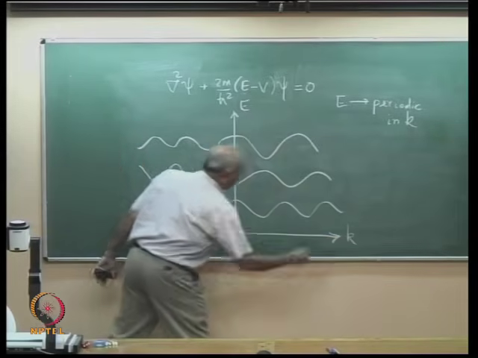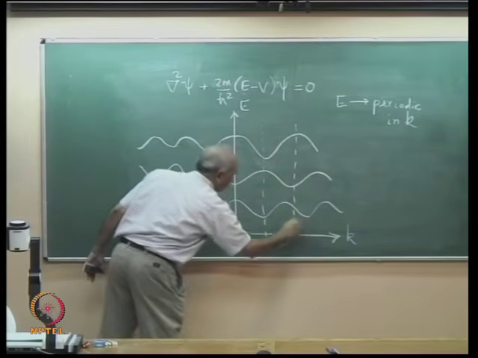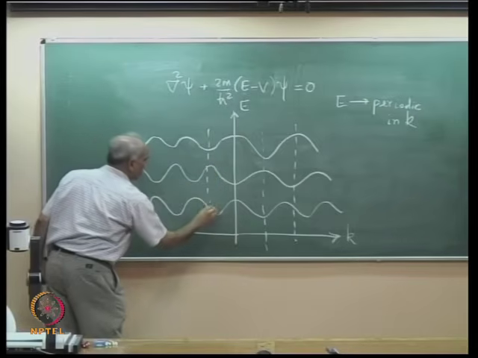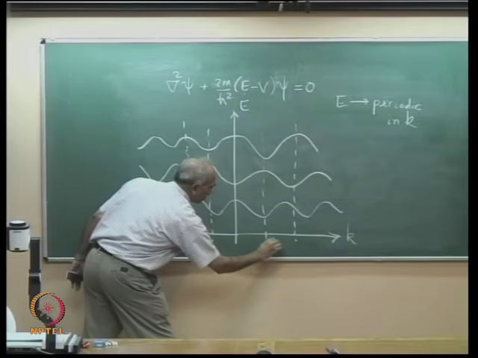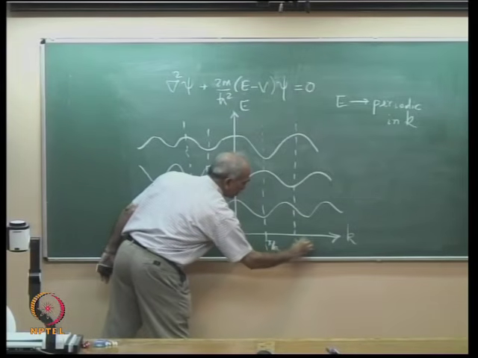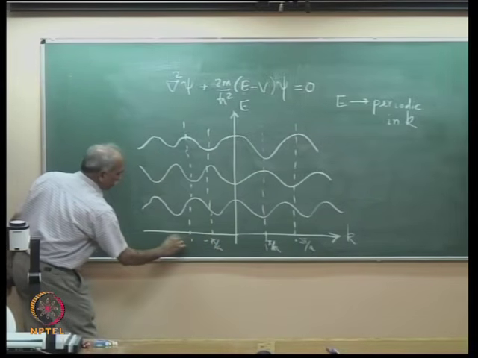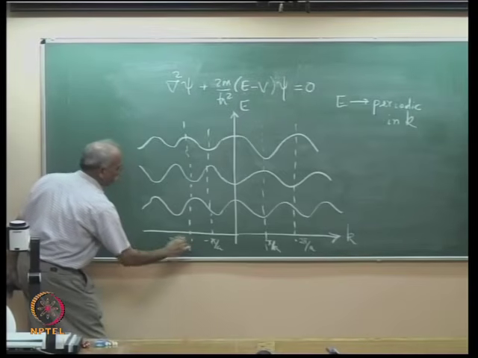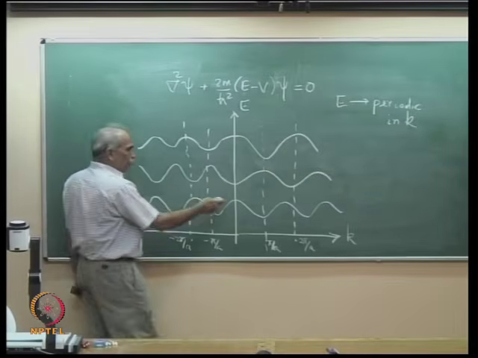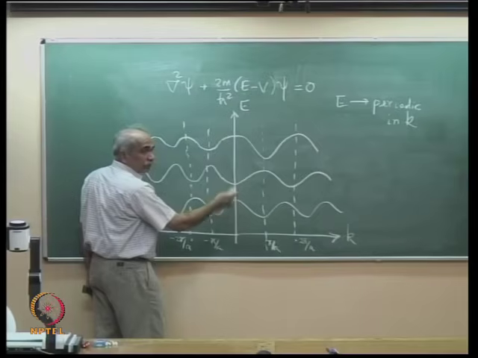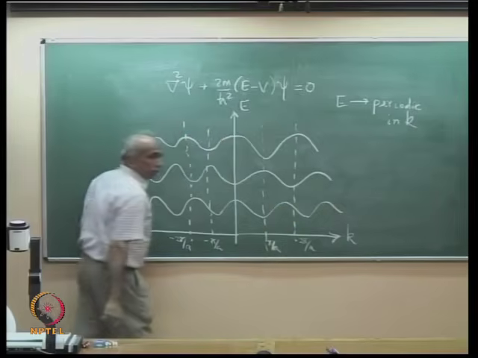This is E versus K, which means for every given value of K, this is K is equal to pi by A, K is equal to 2 pi by A, K is equal to minus pi by A and minus 2 pi by A. Corresponding to every energy level of the single potential well, you now have a periodically varying energy value.